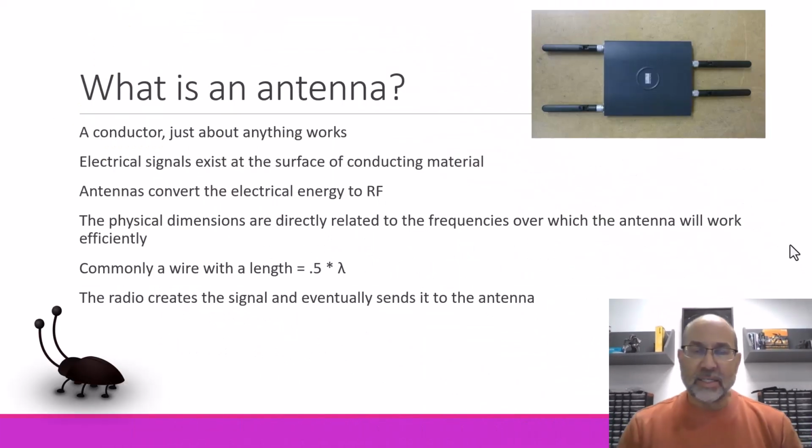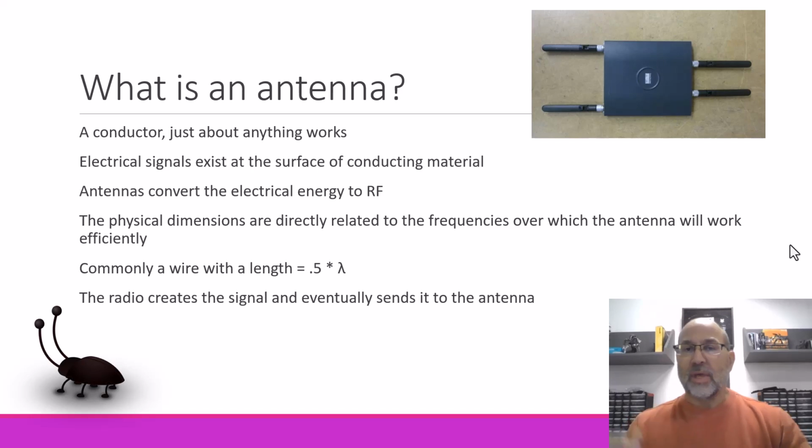So what is an antenna? Well, an antenna is really a conductor. If you took the cover off of one of these, you would find out that it's just a piece of copper in there, not unlike a coat hanger or a piece of wire. It's just copper, but it is of a particular size and shape for the application. And so I'll talk about that here in a second.